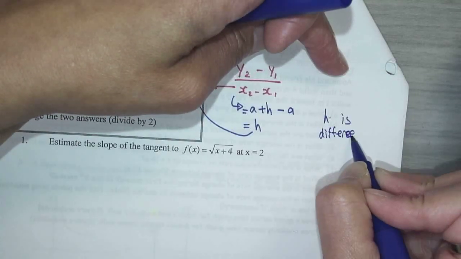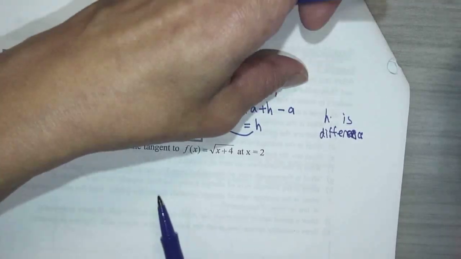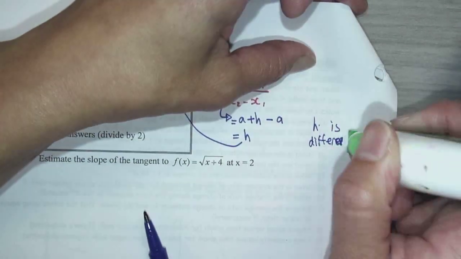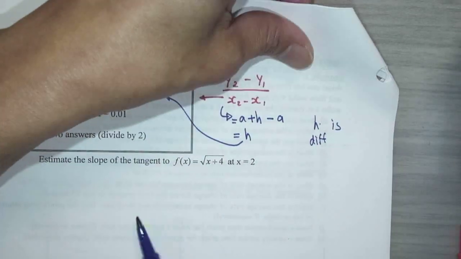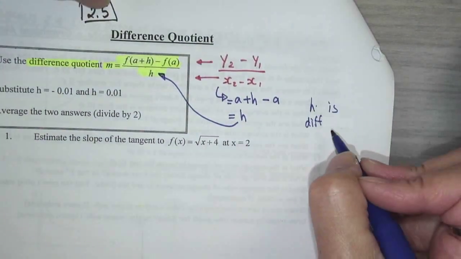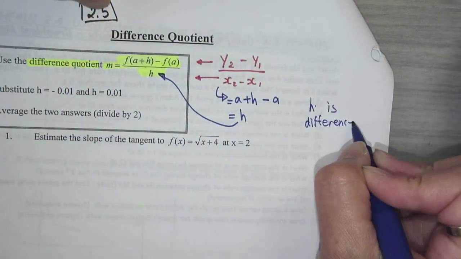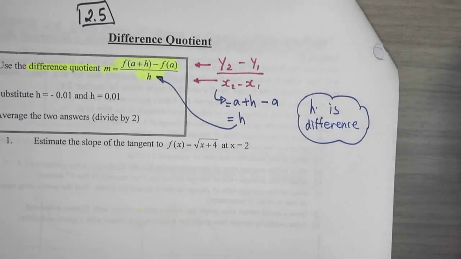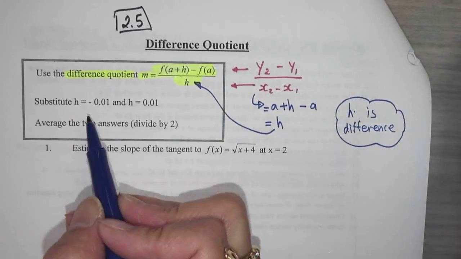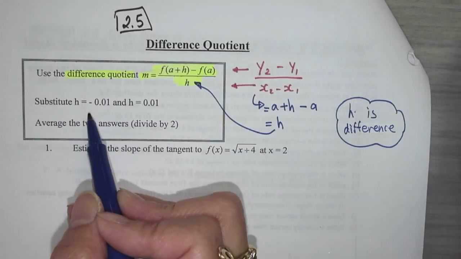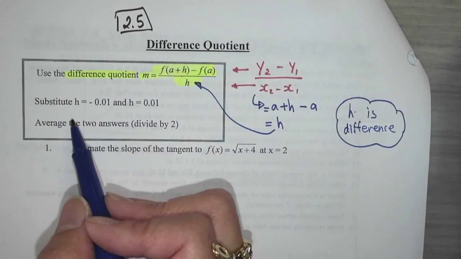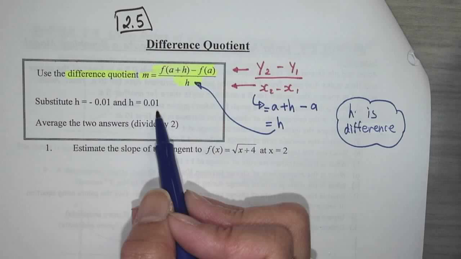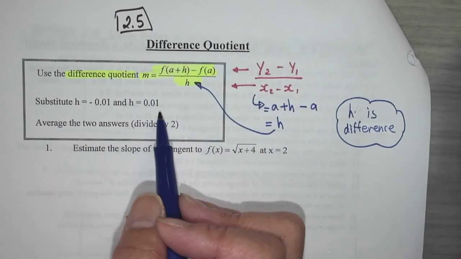Difference. I can't spell difference. We're going to take that off. There you go. Okay, so h is the difference right there. Okay, so for h, we're going to use a preceding interval, so subtract a little bit, and a following interval. So we'll do a little before and a little after.